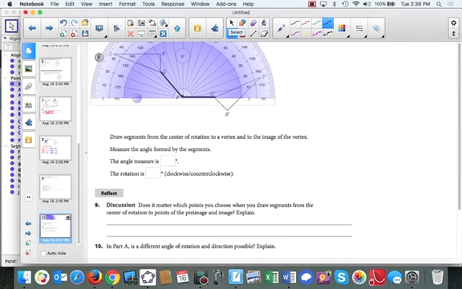So 130 degrees clockwise. Doesn't matter which points you choose when you draw segments from the center of rotation to points of the pre-image and image. The angle of rotation would be the same for any of the points in the rotation.